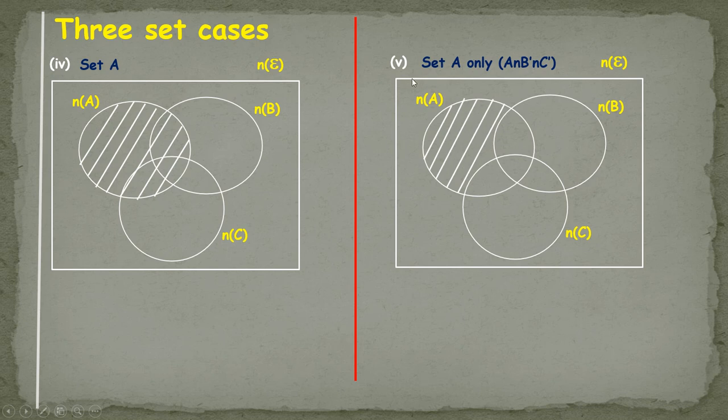So I want you to appreciate the fact that set A is different from set A only. Once I say set A, I'm referring to this part. Once I say set A only, I'm referring to this part. We must note that difference. The moment we appreciate and learn that difference, then we shall have no issues as far as set theory is concerned. Once I say set A, I will shade the entire region. Set A only, I will restrict myself to the region that belongs to set A, not B, not C.